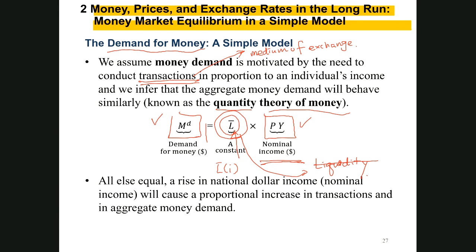Liquidity. Okay, so money demand is equal to the liquidity times nominal income. So if you put the price to the left-hand side, real money demand is equal to the liquidity times income. Both of these matter: if the liquidity is higher, you will have higher money demand. And if your income is higher, you will have higher money demand.